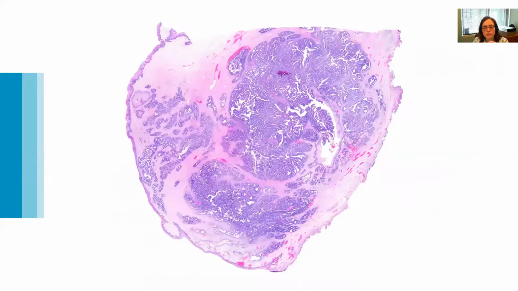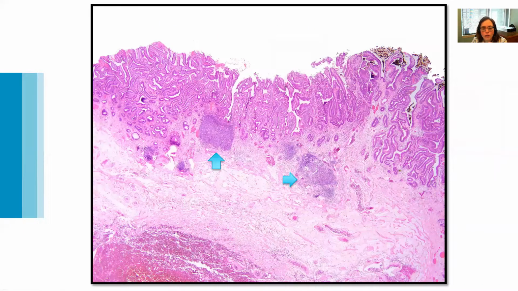This example is from the vagina and looks a little bit more solid because it's not exophytic like the other two that I showed initially from the anus, but you can still see some papillary structures here in the middle of these solid areas. In the anal canal, you often see underlying lymphoid aggregates at the base of the tumor, and we saw this in examples from the anus.